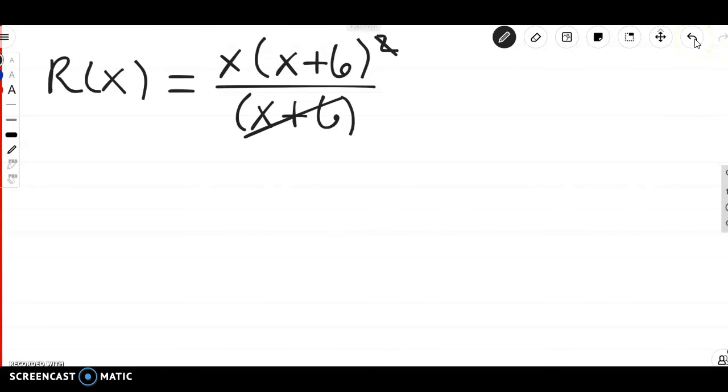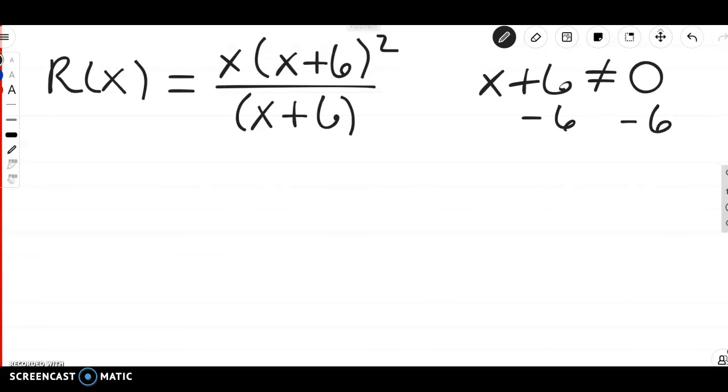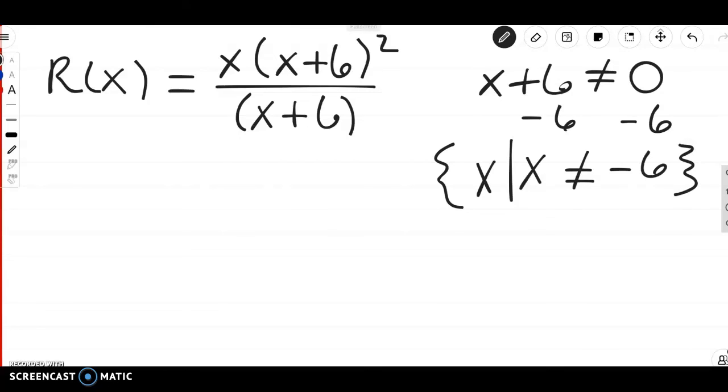We usually find the domain before we cross anything out. Even though this is going to eventually cancel with the factor in the numerator, it doesn't matter. The way we find the domain is always going to be the same. You take your denominator, whatever your denominator originally is, and that is not allowed to be 0. So we'll solve from here. In this case, it will be pretty quick, and the domain is the set of all x such that x is not equal to negative 6.